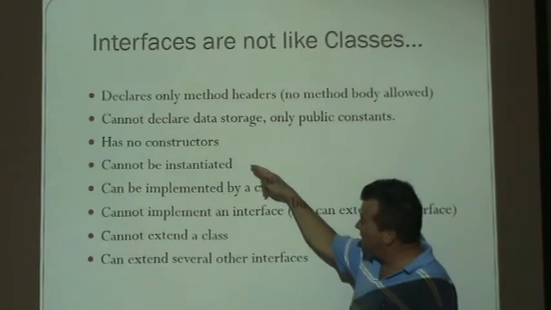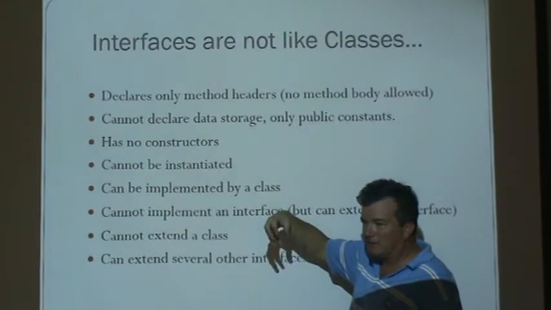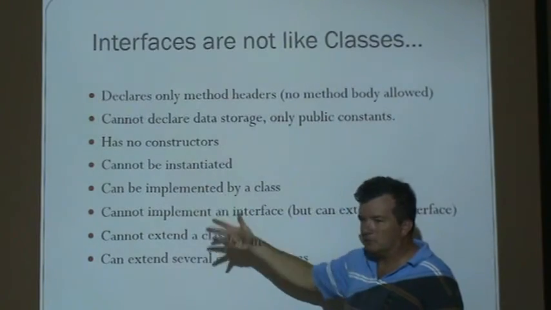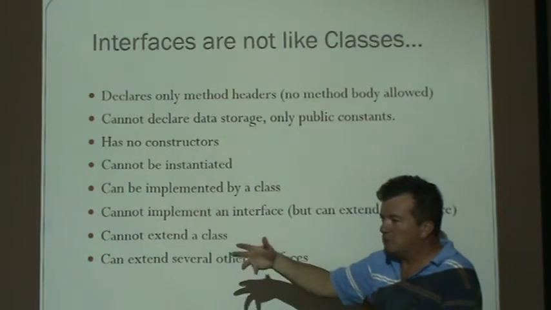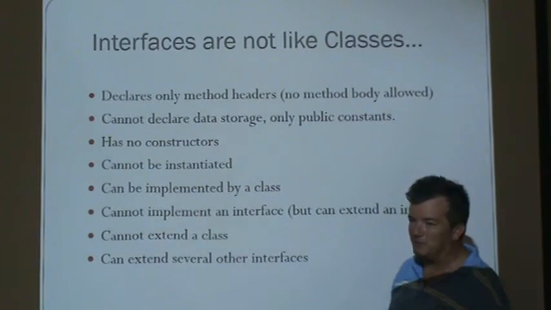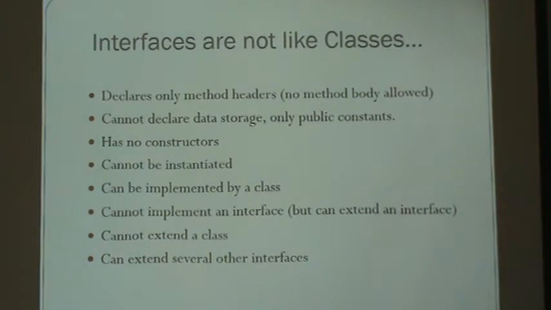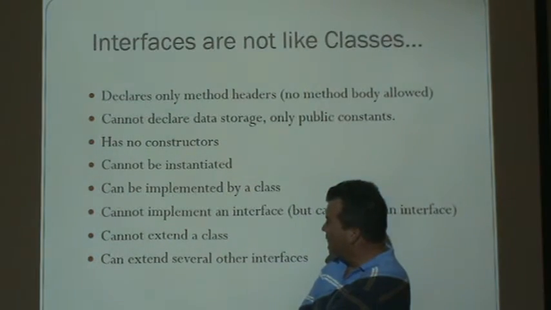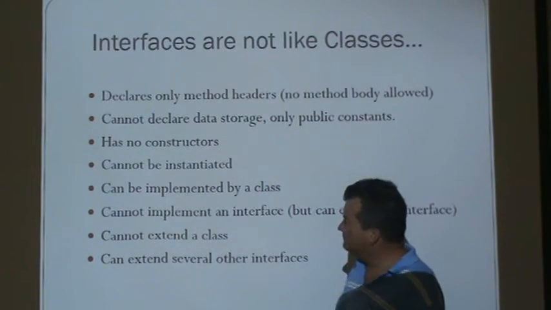We can't instantiate an object of an interface, so we can't just say there's an auto shutoff object X equals new auto shutoff, because there's no storage and there's no methods to do anything with the storage, so that wouldn't make sense. They can be implemented by a class, so we can create a class that implements it.